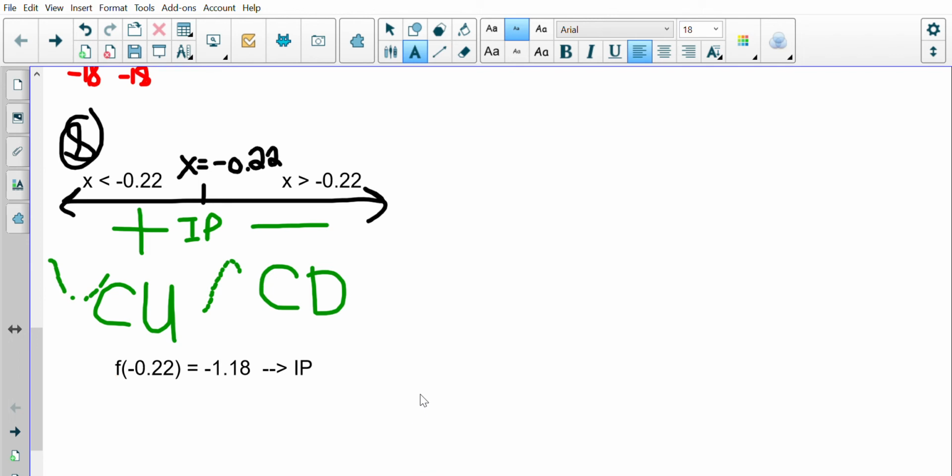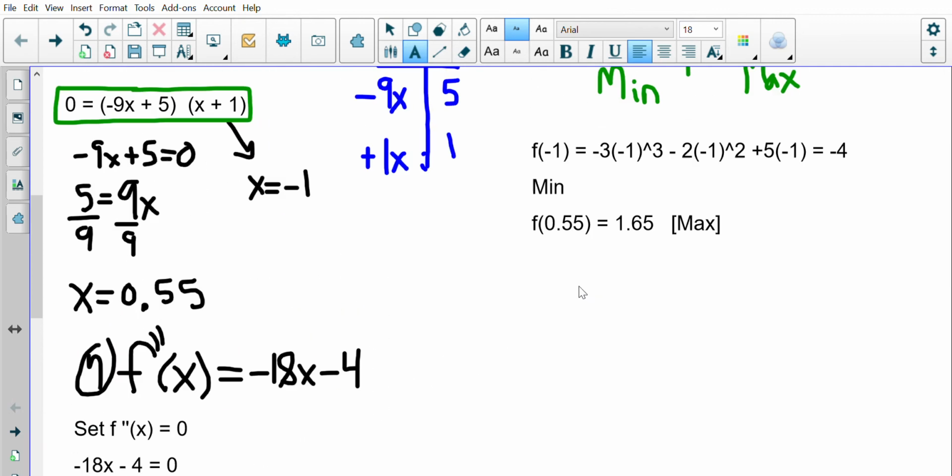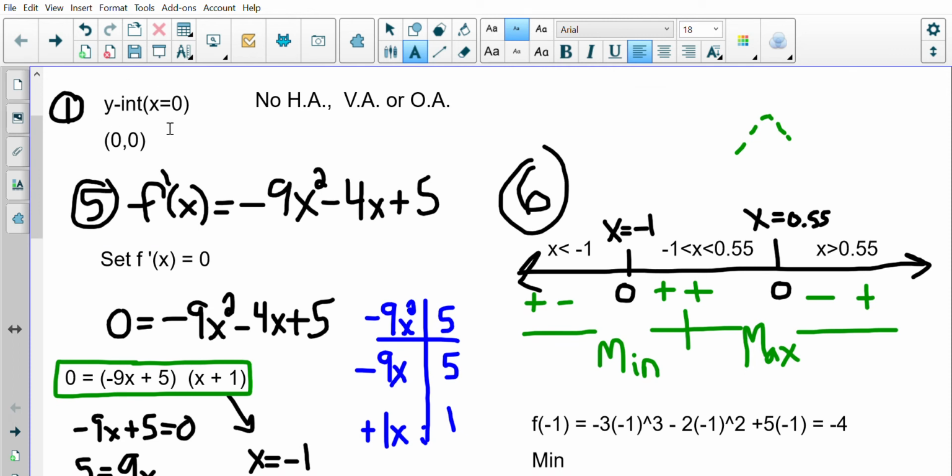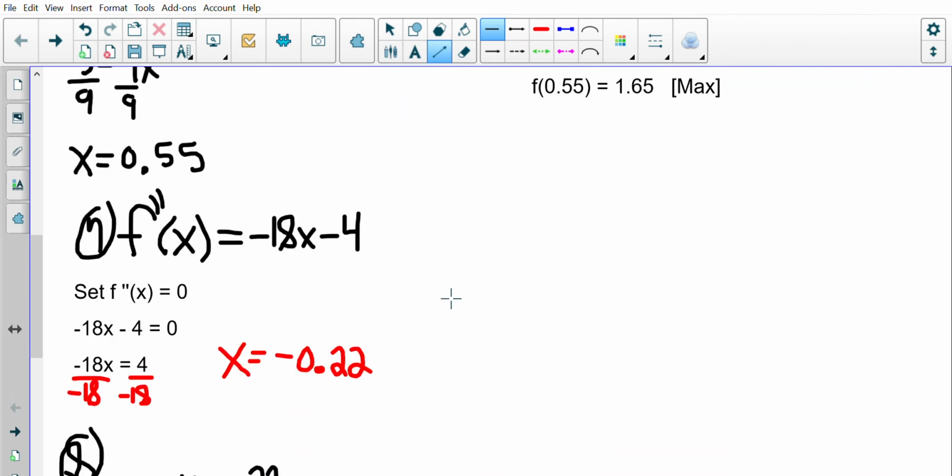All right. So now our last step is to actually graph this thing. All right, and so I've got an inflection point, I've got a max, I've got a min, and I've got a y-intercept, which is also, again, an x-intercept. Hopefully I don't want to move around too much, so I'm going to try to draw this graph right in here.